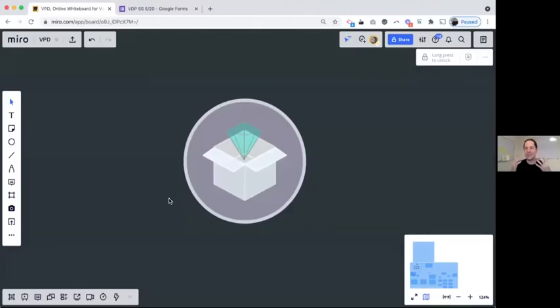Okay, so I have prepared a couple of things for us, and I'll share my screen. So today we're going to talk about value proposition design, more specifically how to articulate that value proposition. A lot of things can go into value proposition design.